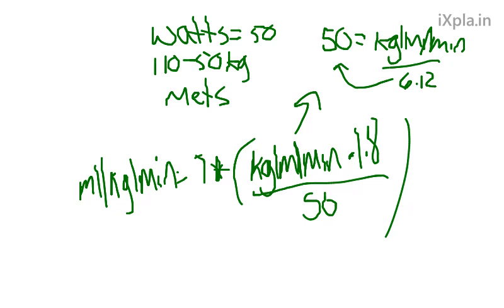50 divided by, or 50 times 6.12, I'm not sure what that is because my phone is near the hornet, I don't want to go to. But you find out whatever that equation equals, that equals kilograms per meter per minute, times that by 1.8, divided by 50, plus 7, and you get the relative VO2. But they're asking for METs, so you have to convert that to METs by dividing by 3.5. Not sure what it equals.